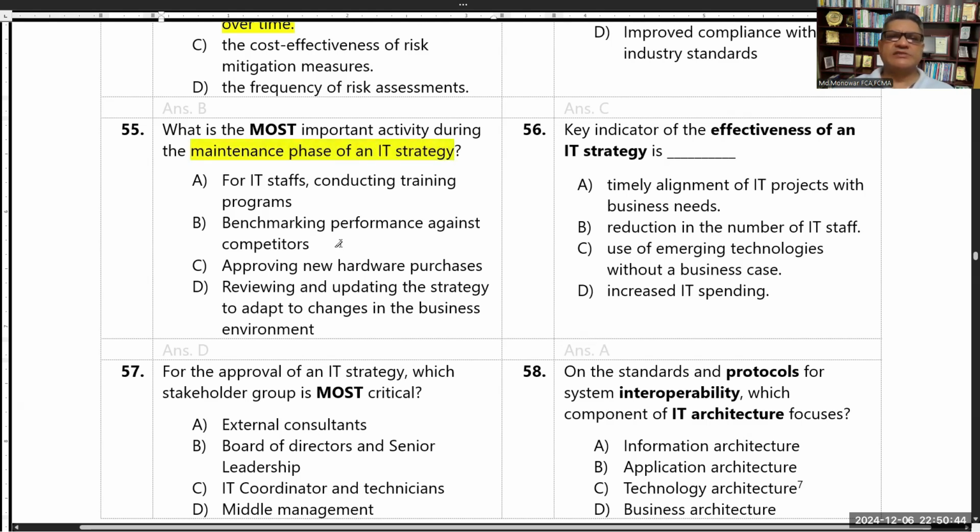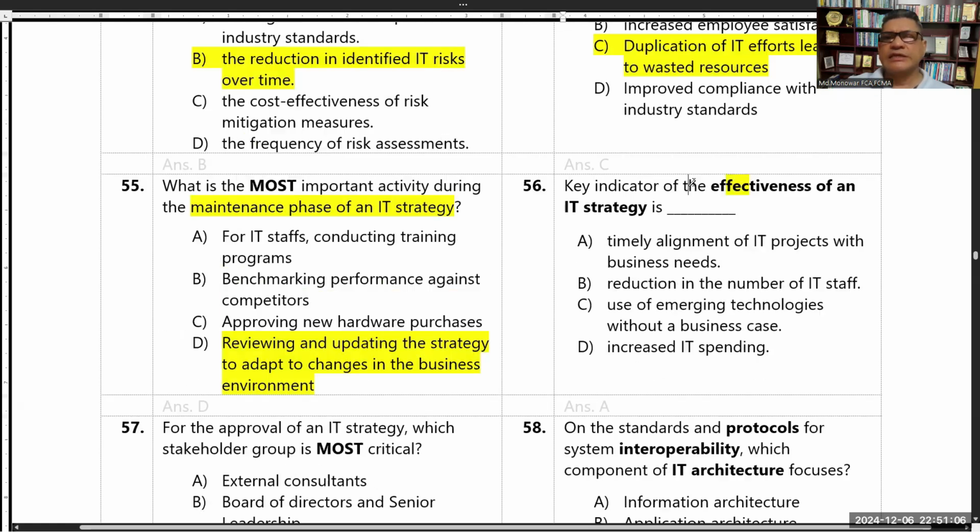What is the most important activity during the maintenance phase of an IT strategy? So in the maintenance phase of an IT strategy, the most important activity is reviewing and updating the strategy to adapt to changes in the business environment. Answer D. The indicator of the effectiveness of an IT strategy is timely alignment of IT processes with business needs.